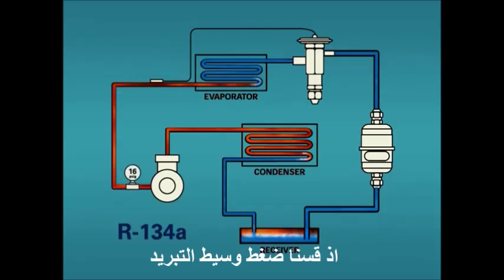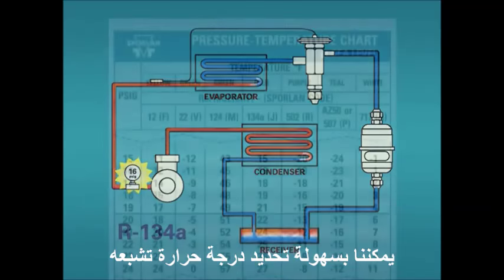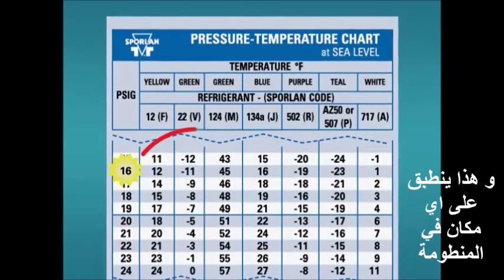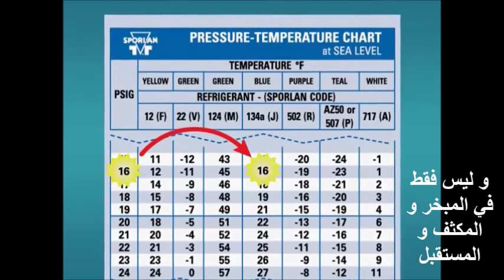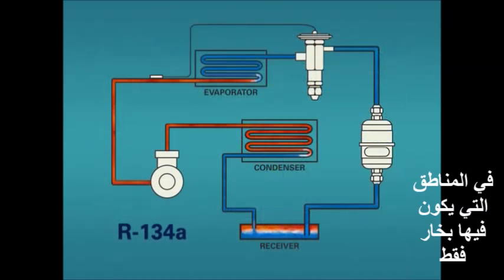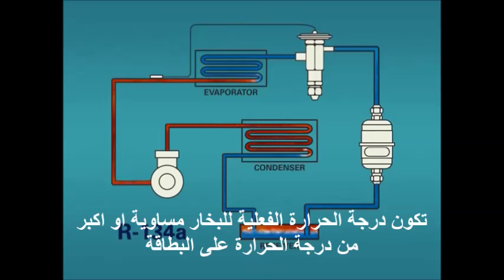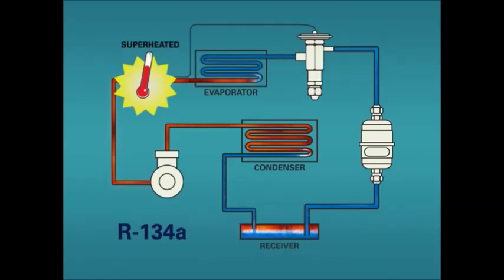If we measure the pressure of the refrigerant, we can easily determine its saturation temperature. This is true anywhere in the system, not just the evaporator, condenser, and receiver. At points in the system where only vapor is present, the actual vapor temperature will be at or above the temperature indicated on the PT card.